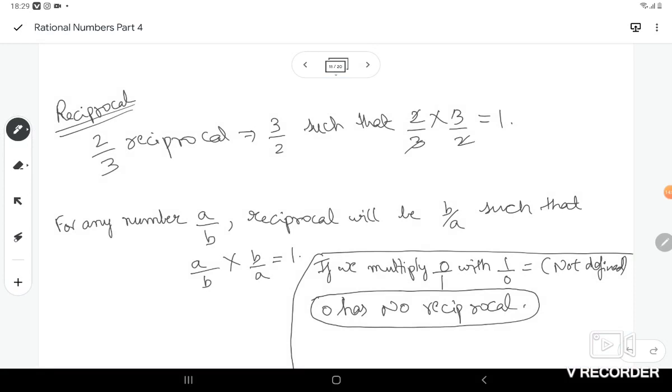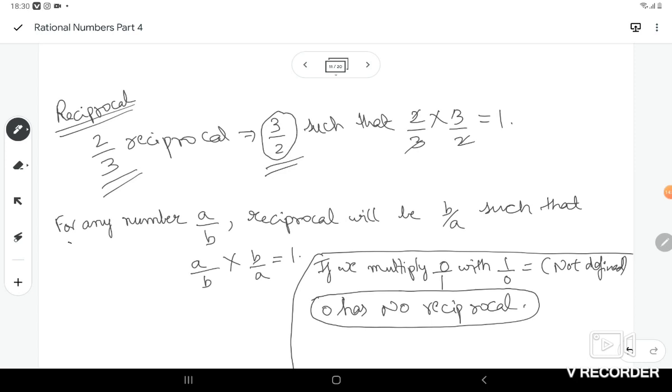Now let us take another concept, that is the reciprocal of a number. Reciprocal is called the reverse of a number. That is, the numerator becomes the denominator and the denominator becomes the numerator. Let us make it more clear with an example. For example, we are asked what is the reciprocal of 2 by 3. So the reciprocal of 2 by 3 would be that number such that 2 by 3 multiplied by that number should be equal to 1, which comes out to be 3 by 2. So the reciprocal of 2 by 3 is 3 by 2.